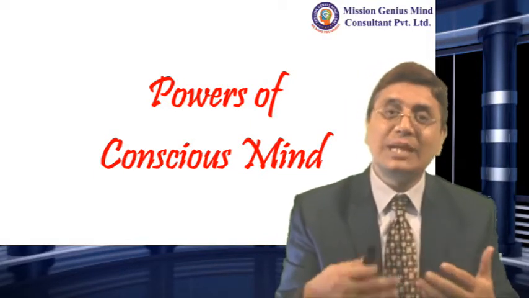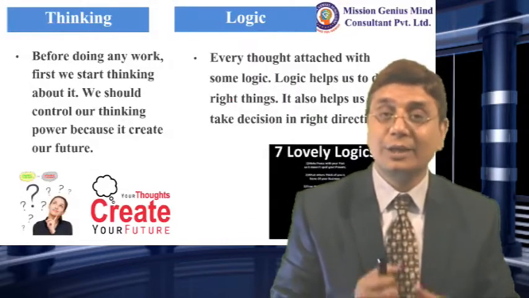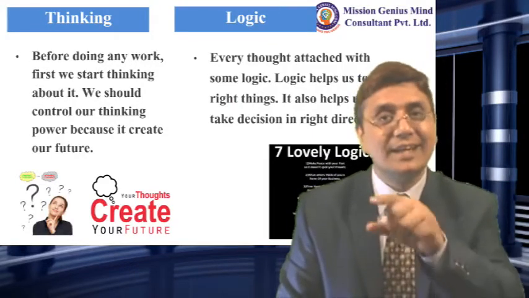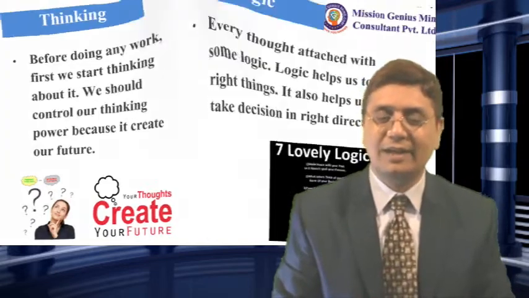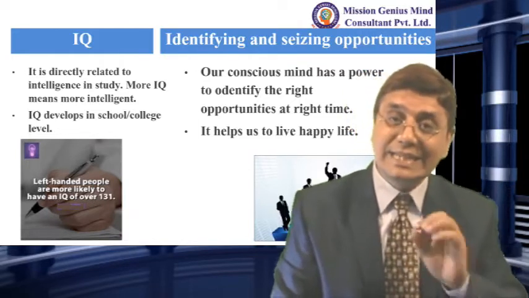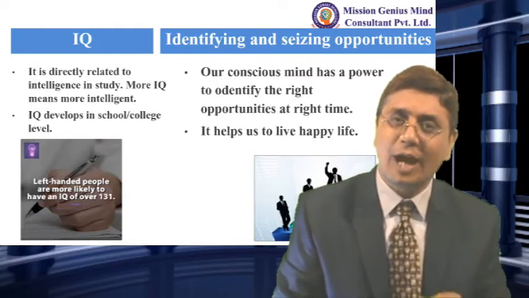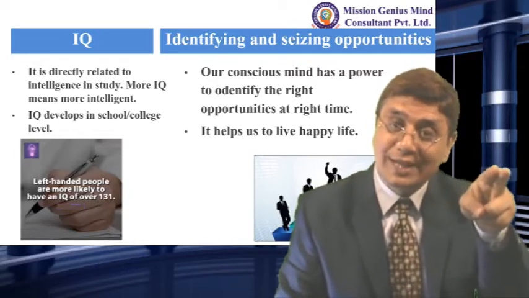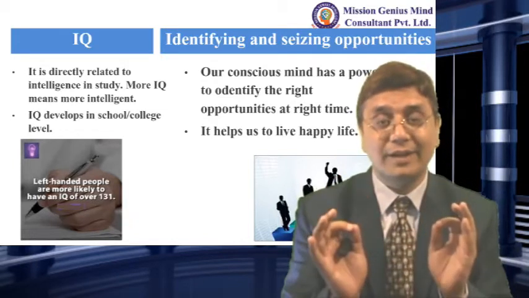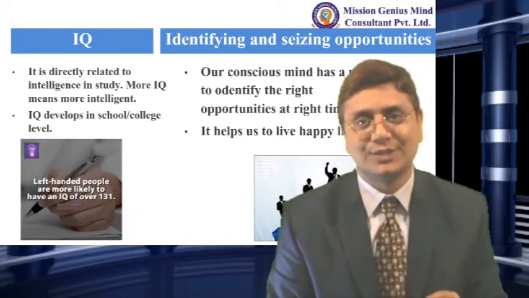Now let me explain in a little more detail the power of the conscious mind. For example, the power of thinking is in the conscious mind. The power of logic is there in the conscious mind. Similarly, our IQ is there in the conscious mind. Identifying and seizing opportunity is the power of the conscious mind. Identifying, knowing that okay, this is an opportunity. Producing opportunity is the job of the subconscious, but knowing that, seizing the opportunity and working on it is the job of the conscious.